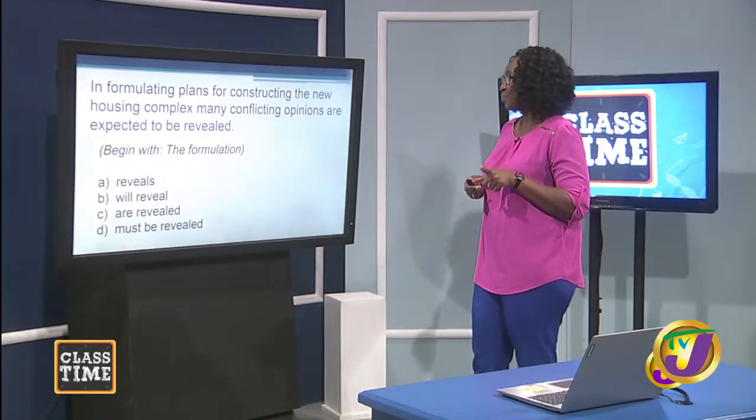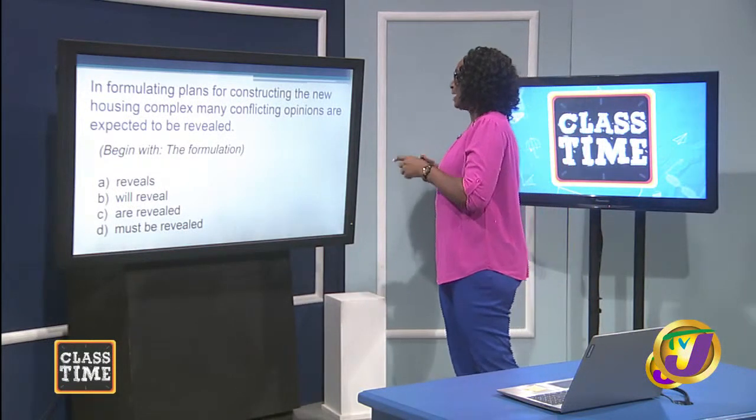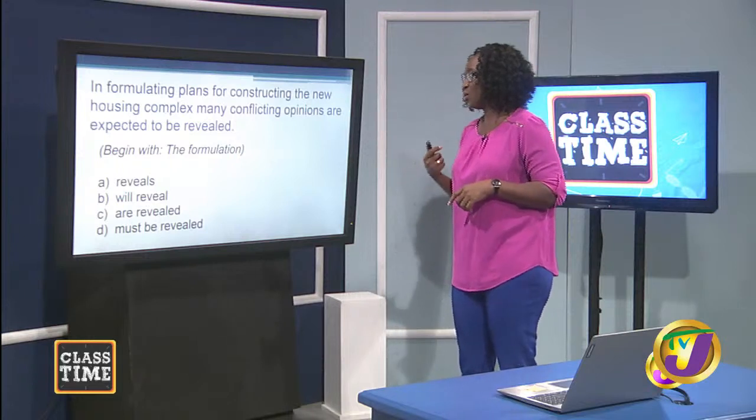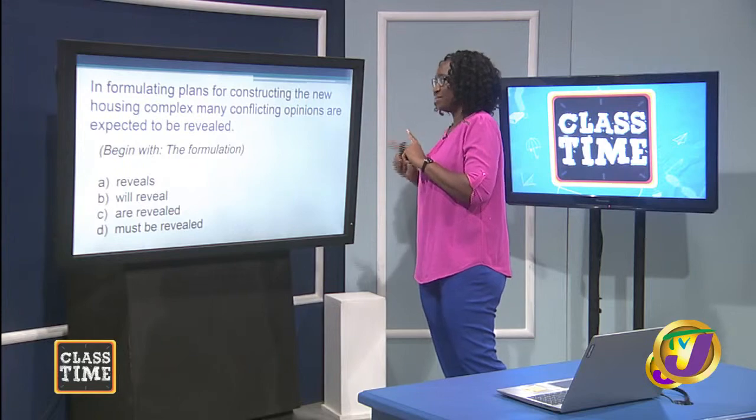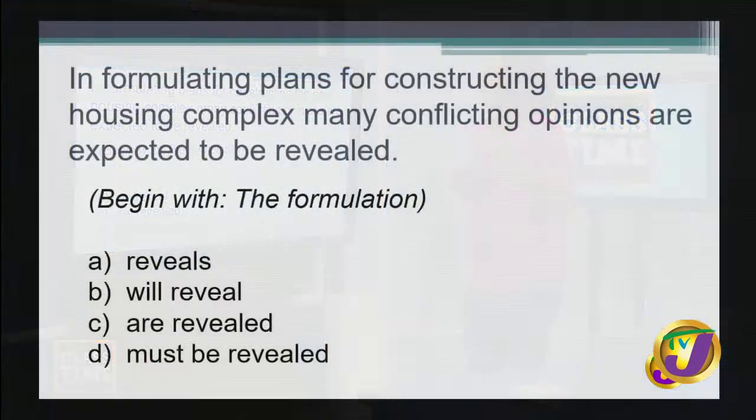Now look at this one. In formulating plans for constructing the new housing complex, and we're doing construction shift, conflicting opinions are expected to be revealed. So in formulating plans for constructing the new housing complex, many conflicting opinions are expected to be revealed. And you're going to start with the formulation. So instead of saying in formulating, you're going to start with the formulation. Oh my word, what now?